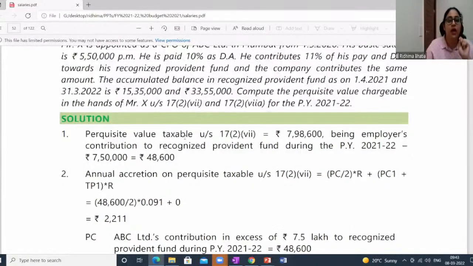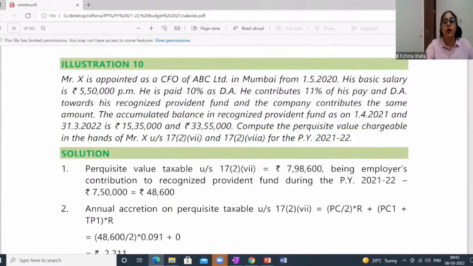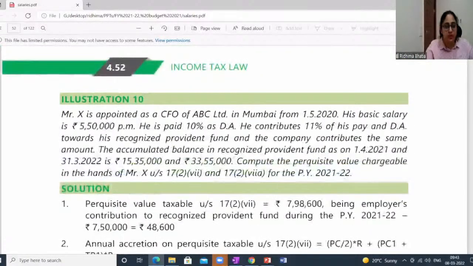How will we calculate R? R is the interest upon the average of the balance. If I have to tell you how much interest you have received during the year, this is the opening balance for April 21 and this is the closing balance on 31st March 2022. So how much interest have you received? Is it 33,55,000 minus 15,35,000?